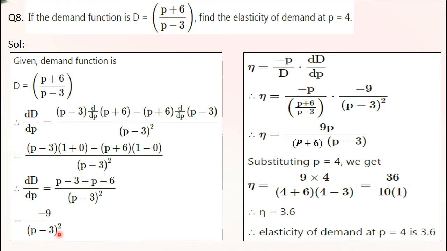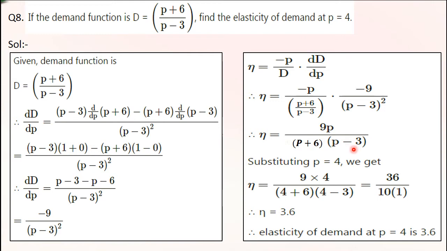Therefore, eta is equal to, we use the formula minus P upon D into dD by dP. Eta is equal to minus P divided by the demand function, (P plus 6) upon (P minus 3), into dD by dP, which is minus 9 upon (P minus 3) the whole square. We can cancel (P minus 3) from these two functions. So, one (P minus 3) from this bracket and one (P minus 3) from this also get cancelled, and remaining is minus P into minus 9, 9P upon (P plus 6) into (P minus 3).